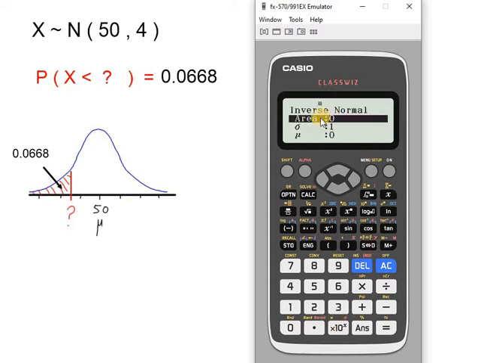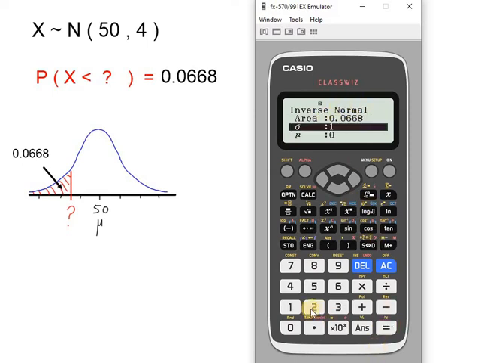So the area is always cumulative. It's the area shaded to the left of some line that's drawn like this on your normal distribution. So in this case it's 0.0668. So don't put any percentages in here. It has to be a decimal value, 0 to 1.